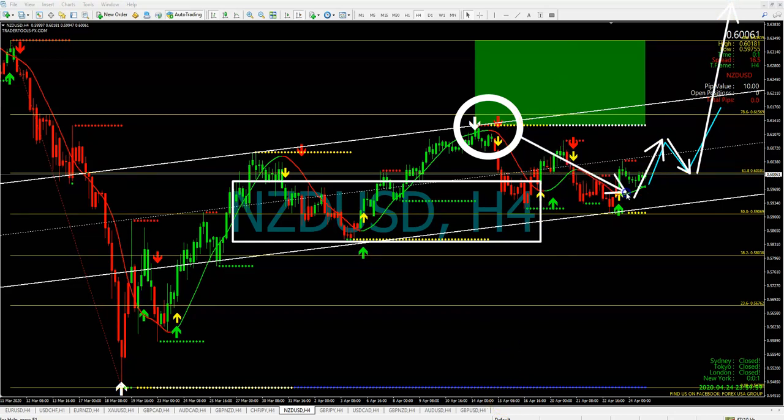Remember, triple arrow is giving us a sure pullback. It's a sell pullback. Now, what do you think? I don't know what you think, but there it is.